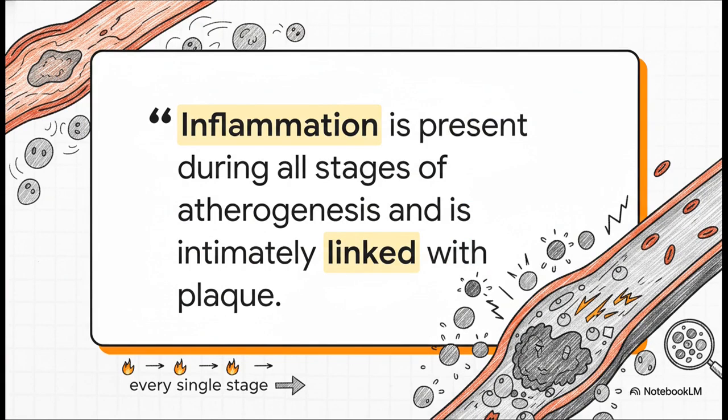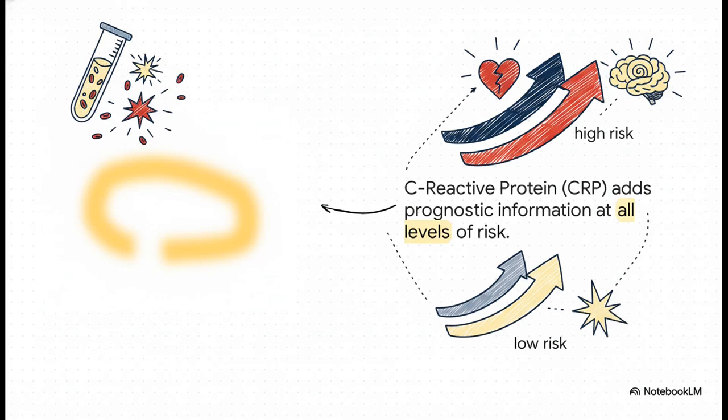Just read this quote. It's absolutely crucial. Inflammation isn't just something that happens at the end. No, it's there from day one, at every single stage. It's the silent partner in crime, pulling the strings from behind the scenes, from the very start to the very bitter end. So if inflammation is the hidden culprit, how do we find it?